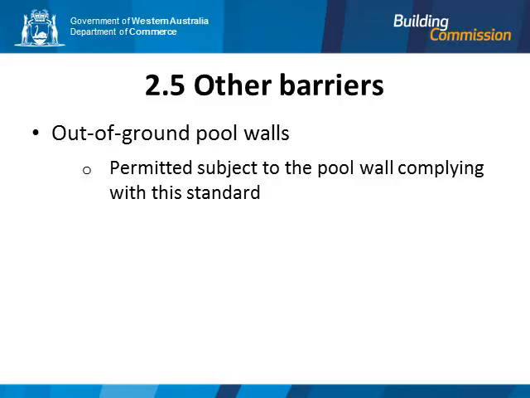Clause 253 covers out-of-ground pool walls. This is primarily aimed at swimming pools that have a wall section protruding from out of the ground and acting as part of the barrier. If the pool wall complies with the other parts of the standard, such as height and non-climbable zones, then it may form part of the safety barrier.